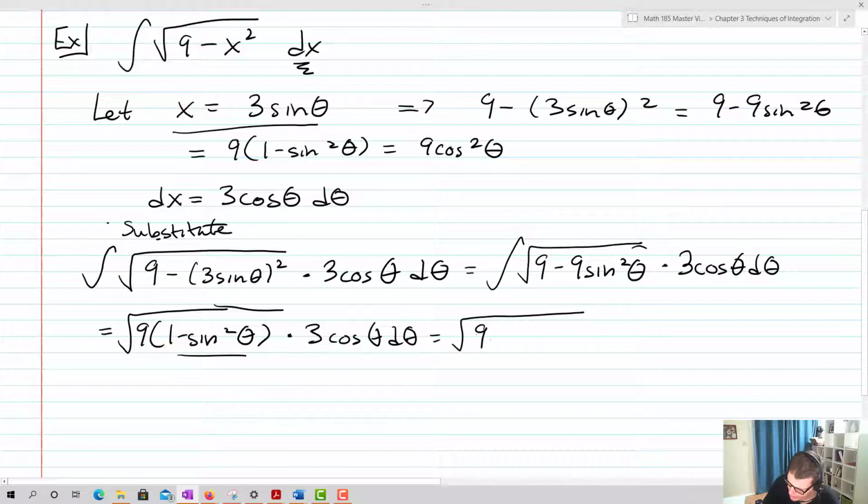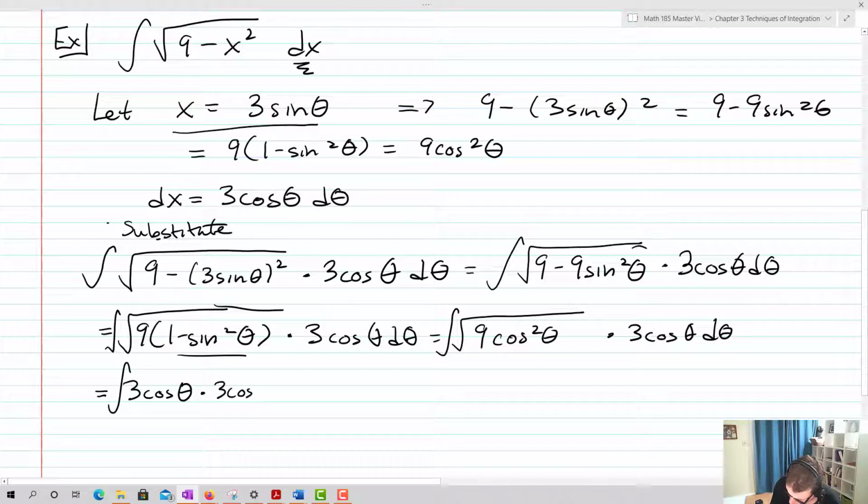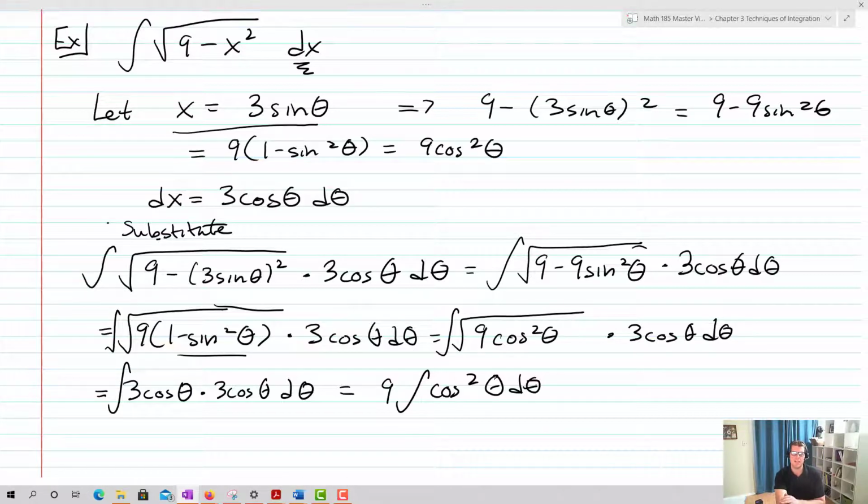That's equal to cosine squared theta. So this is going to be 9 cosine squared theta times 3 cosine theta d theta. And we're going to find that integral. So this is now going to equal 3 cosine theta times 3 cosine theta d theta, which is simply 9 times the integral of cosine squared theta d theta. All right, so the whole point of choosing our value for x is to make this substitution. This substitution in particular right here.